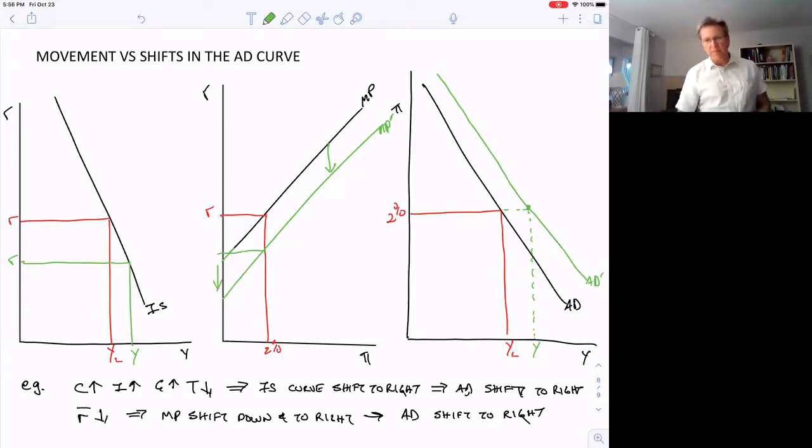Short-term interest rates, remember, they're a big fish in a small pond. Long-term interest rates, they tend to be a little fish in a big pond. But still, this model gives some insights into what's going on in the economy.